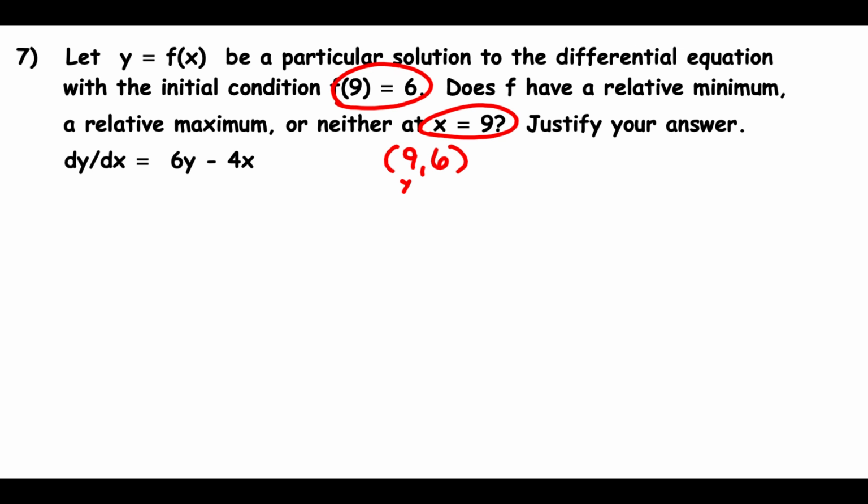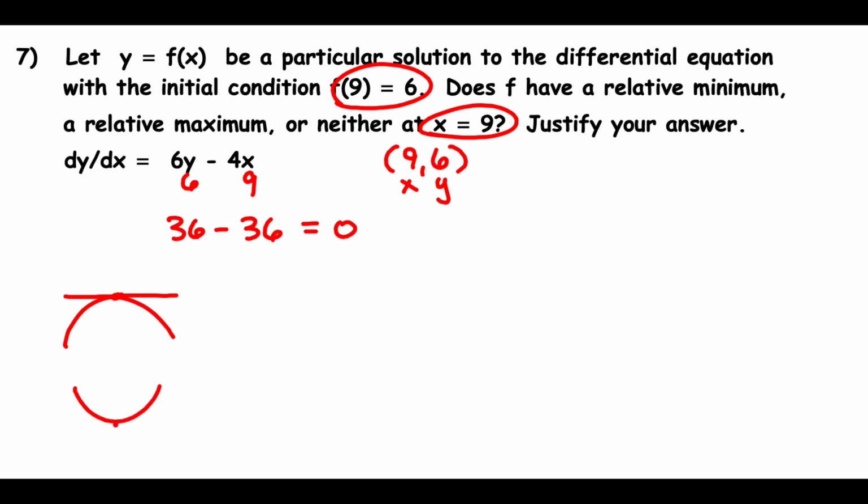So let's try (9, 6) in. X is 9. Y is 6. dy/dx is going to be, let's see, 6 times 6 minus 4 times 9. Oh, that's 36 minus 36. That is 0. So dy/dx is 0. Now, of course, that could be a max, because the slope right at the max is 0. It still could be a min. Those are very much alive.